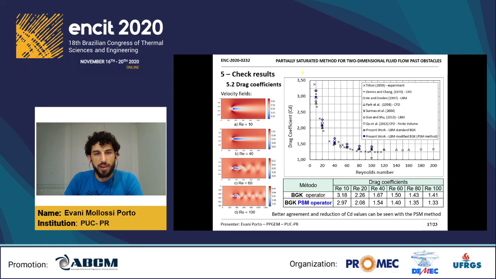So here I have the values in comparison with other authors and also experimental tests. The simulation was good and we have good values with the BGK operator. But using the BGK with PSM operator we have better results and we have a better agreement with values of the literature. So the PSM method is good to get more accurate results without the need to increase the numerical domain. So it means a reduction in costs, for example, computational simulation costs.